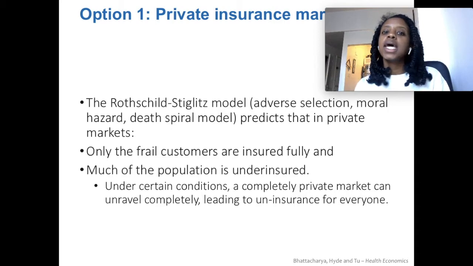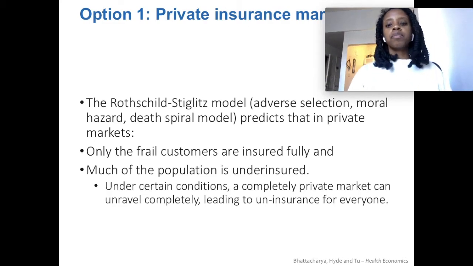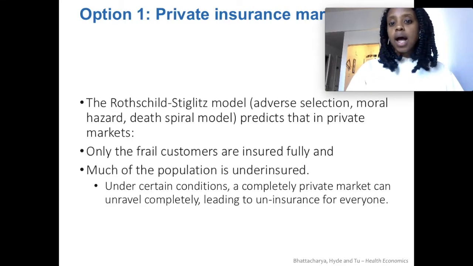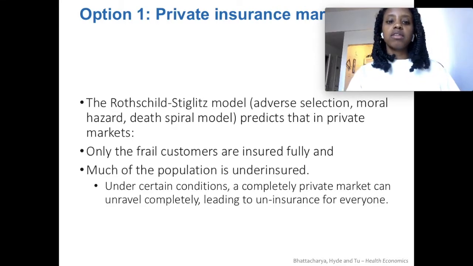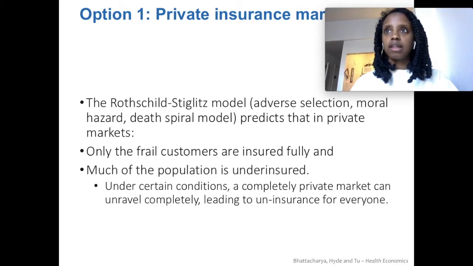Option one is private insurance markets. The Rothschild-Stiglitz model, which is essentially the model that predicts adverse selection, moral hazard, and potentially the death spiral, predicts that in private insurance markets, only what they call the frail, or people who need that coverage the most, are going to end up being insured fully. And much of the population is going to be underinsured. That's going to happen because, through adverse selection, the sickest people are the only ones who are going to end up wanting to sign up for that more robust full coverage.